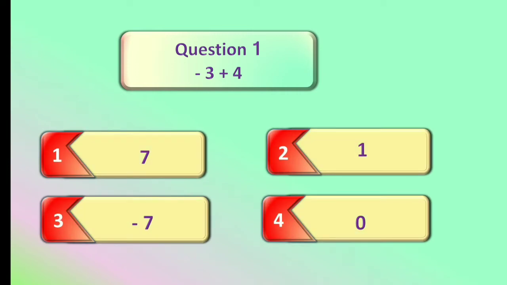Question 1. Minus 3 plus 4. 4 options are before you. First 7, second 1, third minus 7, fourth 0. Think the right answer, solve in your mind. Minus 3 plus 4. Second option is correct. Answer is 1. First we need to put sign of greater term. 4 is greater, so answer should be positive. Second, both numbers have different signs, so we need to subtract. After subtracting, answer is 1.